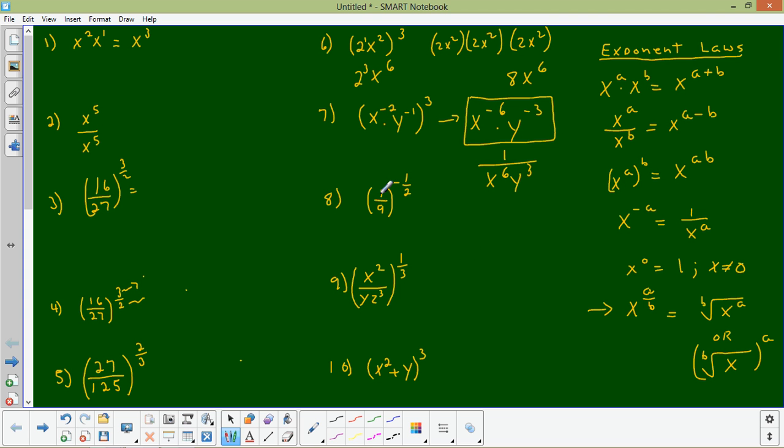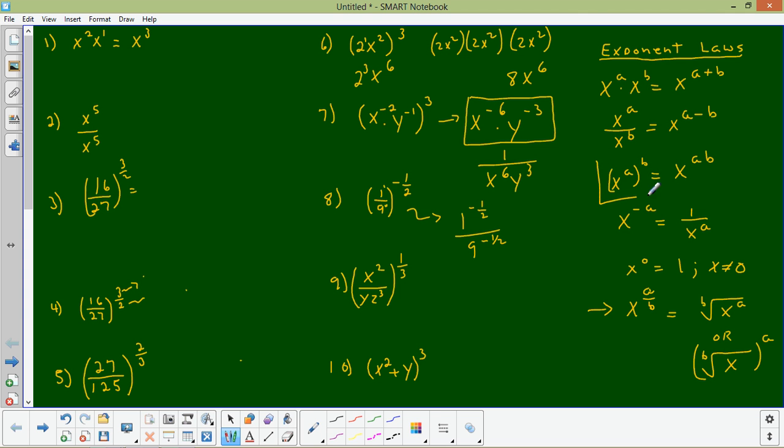Now, question 8, we have a fractional exponent. We're back to a fractional exponent there. And we have 1/9 to the negative 1/2 power. Well, again, I'll remind you, the 1 has a 1 on it. 9 has an exponent of 1. And so we're raising powers to a power. And so this could be thought of as 1 to the negative 1/2 power over 9 to the negative 1/2 power.